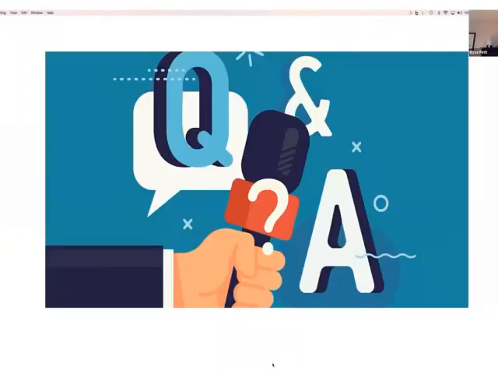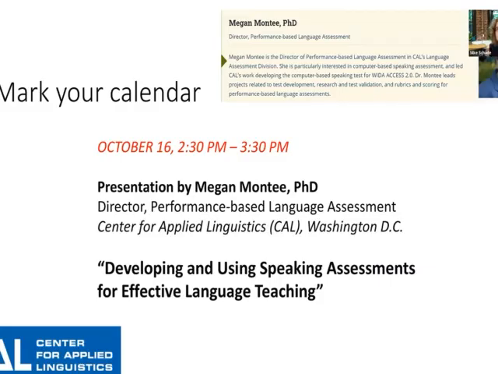Okay. Just to end for today, we wanted to be sure everyone knows about the next workshop here. We have a guest zooming in to join us: Megan Monti, the director of the Center for Applied Linguistics in Washington, D.C., talking about developing and using speaking assessments for effective language teaching. So mark your calendars. We hope you'll join us for that.